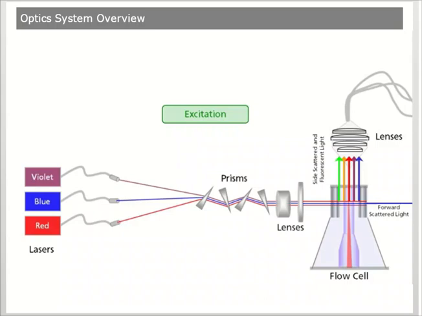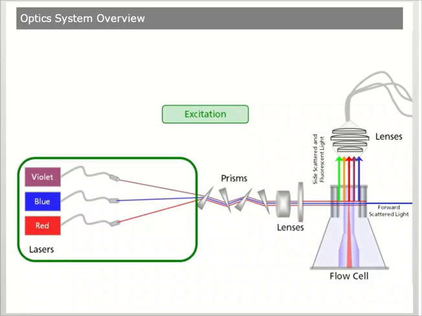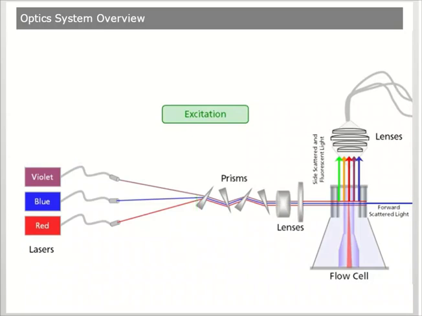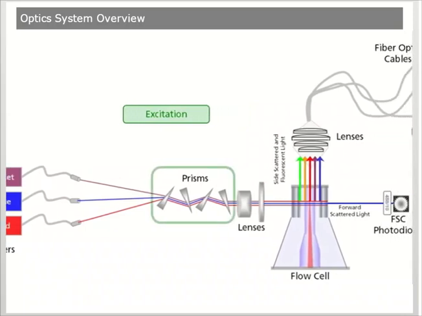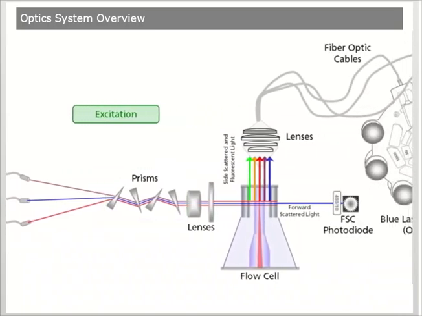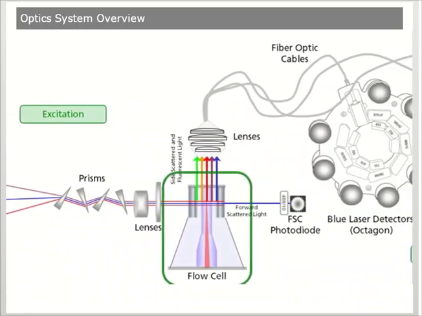The optic system performs two functions: excitation and collection. During excitation, laser beams are directed towards the flow cell for interrogation of the sample core. Excitation components include the lasers, beam-shaping prisms, and lenses to route the laser beams to the flow cell.